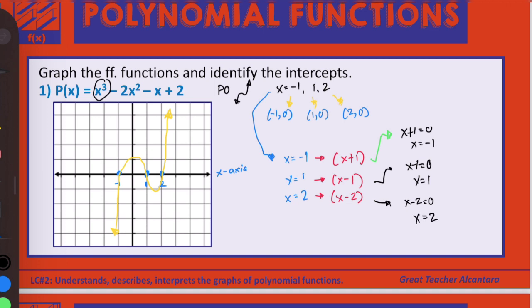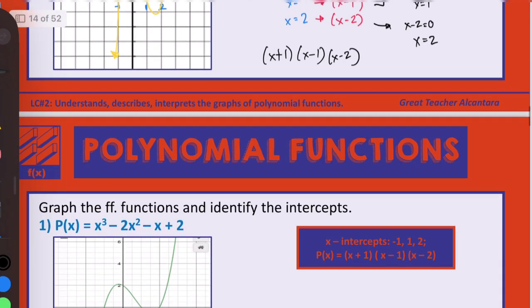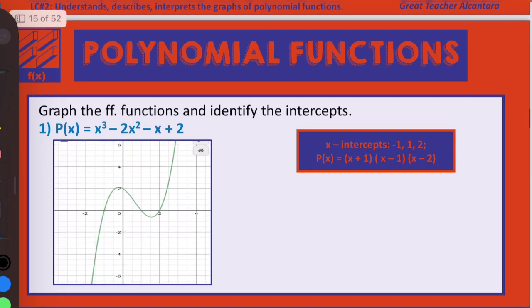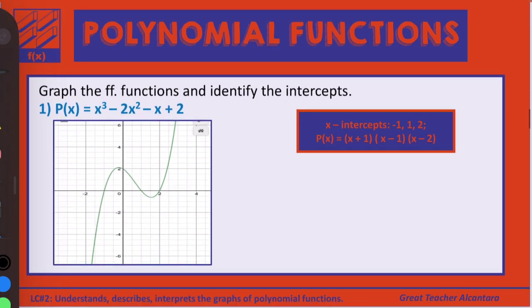So meaning to say the factored form is the quantity x plus 1 times the quantity x minus 1 times the quantity x minus 2. So this is your factored form. That will be an important concept, especially when we work on word problems. So you can see this is the graph, and those are the intercepts and the factored form of the given polynomial. Okay, since it's the first example, I have to take that slow and make you understand how it happened.